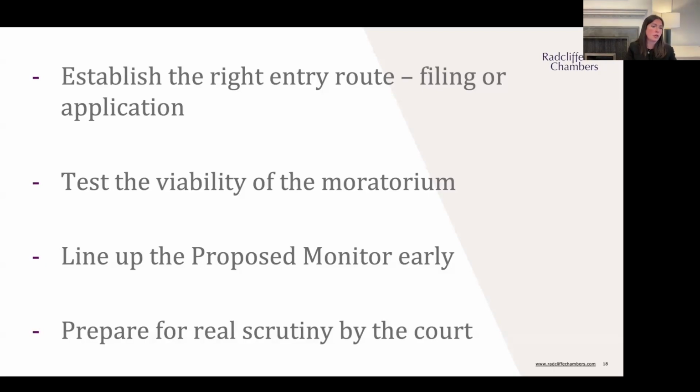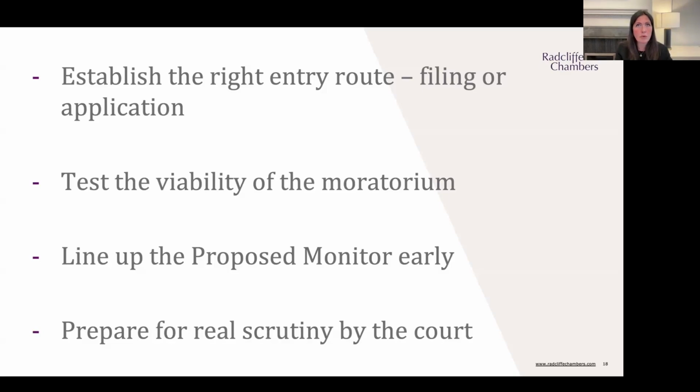And I'll come on to the monitor's role in a few moments. Test the viability of the moratorium. It's so tempting. And I have advised on one of these where there might be a sale in prospect, or an investment in prospect, or a refinancing in prospect, to think, if we could just get a bit more time, we can achieve this. I would suggest that wishful thinking doesn't have any real place in this scheme.